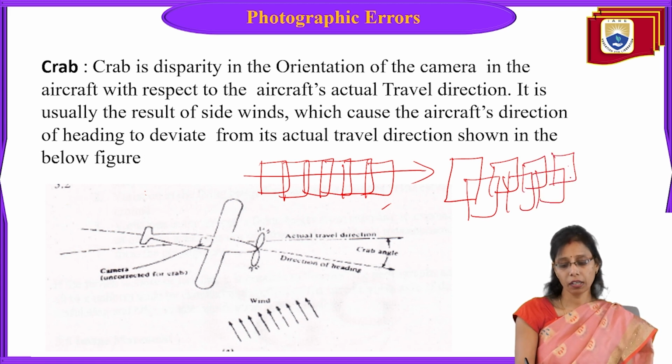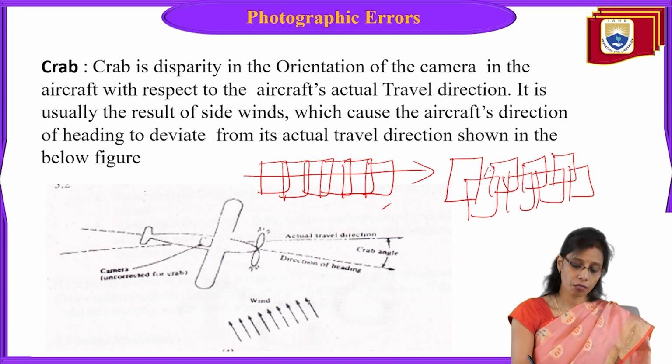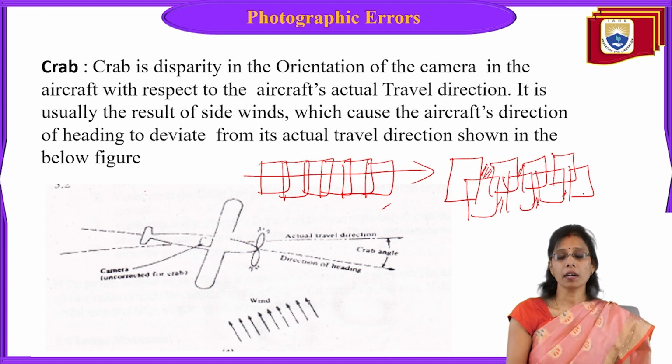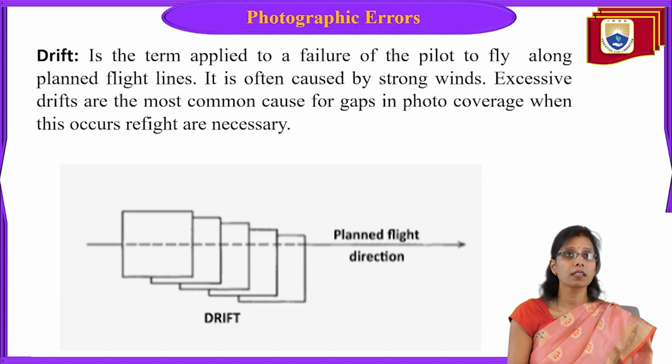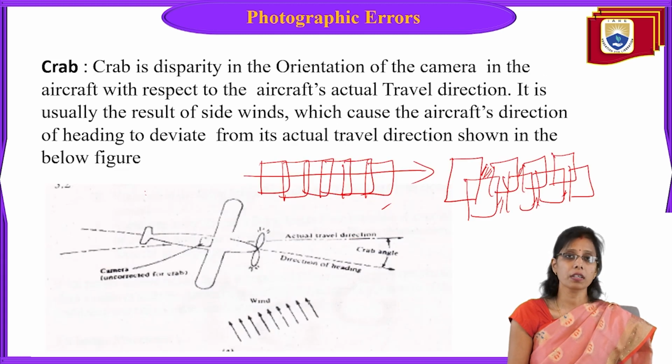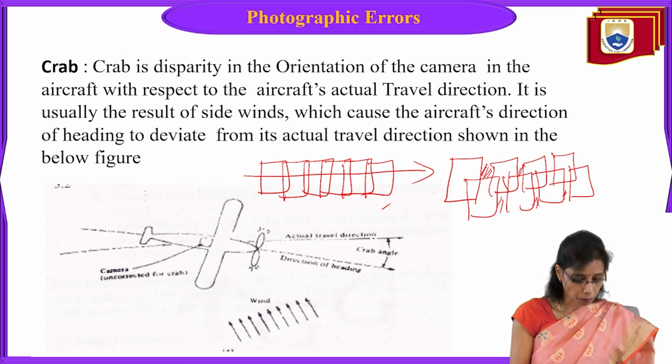So this is not the proper way of getting information of the ground. We can see here a lot of area is missed, right? This area is not captured, this area is not captured, this area is not captured. So this is a huge error in aerial photography. We have two types of errors while taking photographs. We call them crab and drift. These are the two types of errors a pilot comes across while clicking the photos. So let us understand what a crab is.